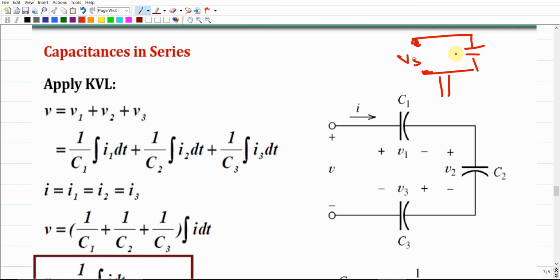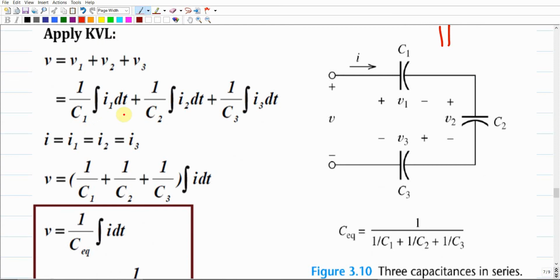source, and we do have C equivalent here, and there should be current here as I, already roaming within this loop. So how much is C equivalent in case that they already are in series? If we apply Kirchhoff voltage law, we're going to end up with some integral relations. And as you can see, this I1, I2, I3 should be the same, because the current over these three capacitors should be the same, as we discussed even from the resistive circuits.